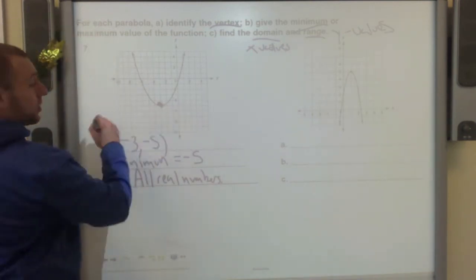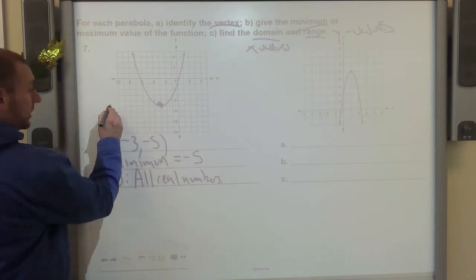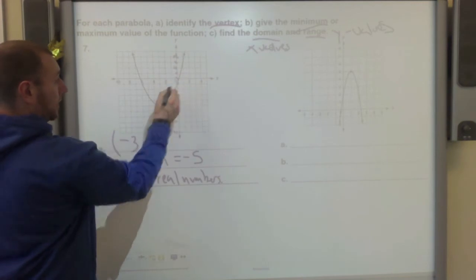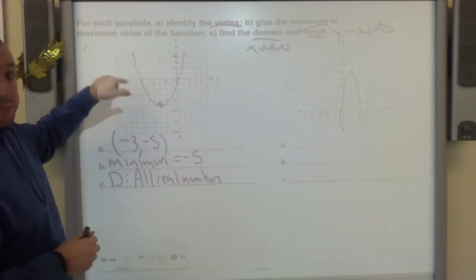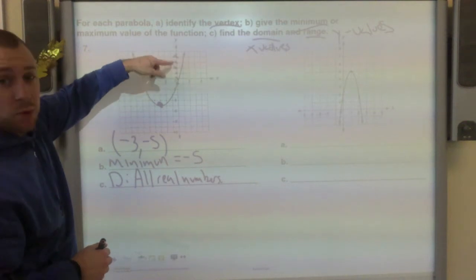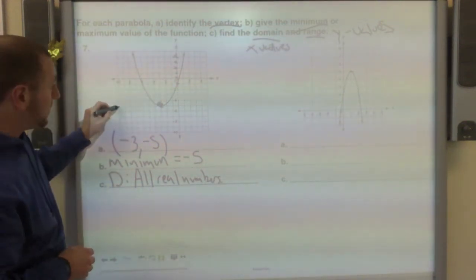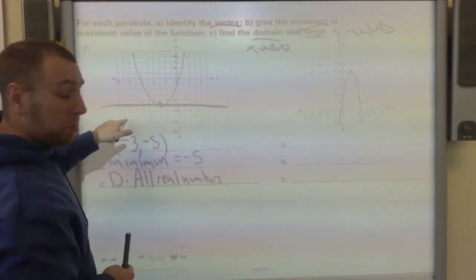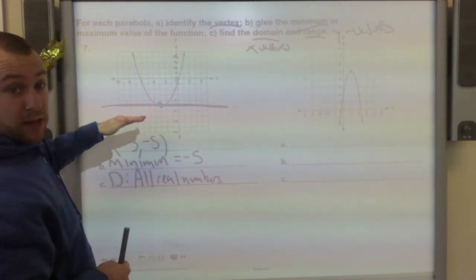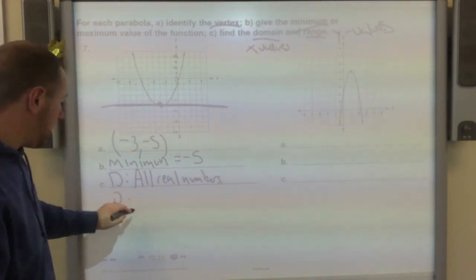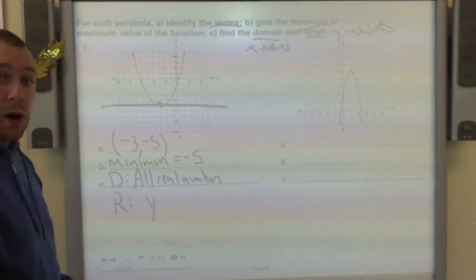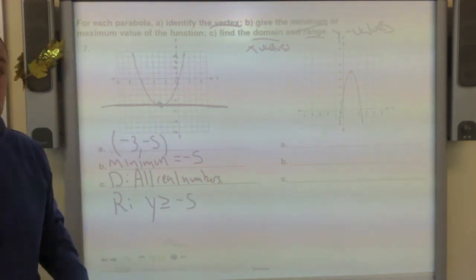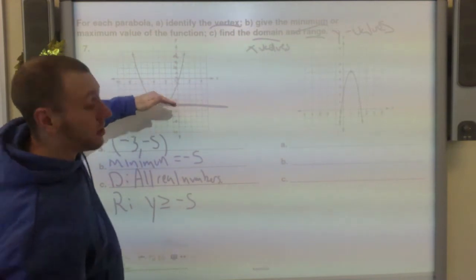The range, though, that's the one you really have to pay attention to. The range is all the y values. So do you see that all these y values up here, there's a point on the parabola that has a y value in here. Where it stops is right here at that negative 5. There's no part of the graph that's below that negative 5. So the range is said to be any value of y that is greater than or equal to negative 5, because the parabola is all above that.